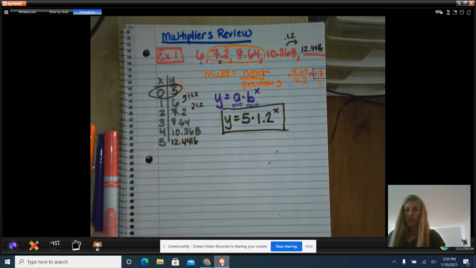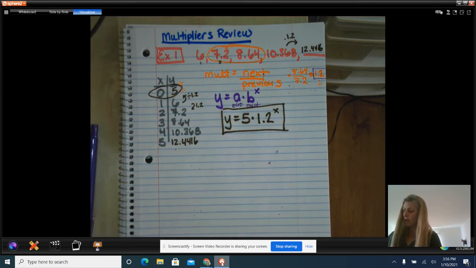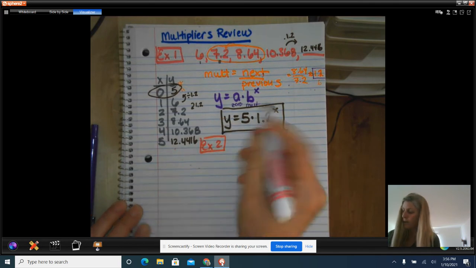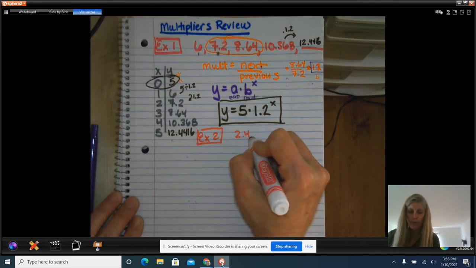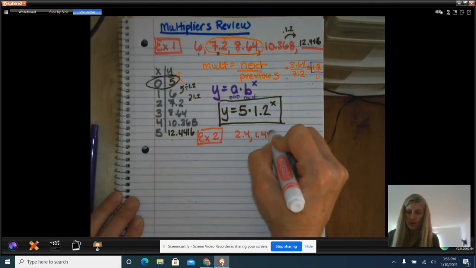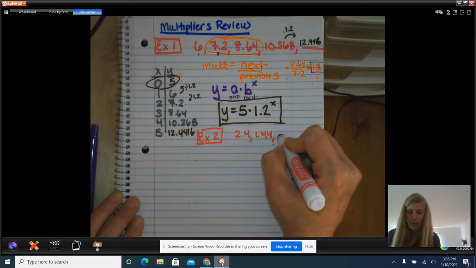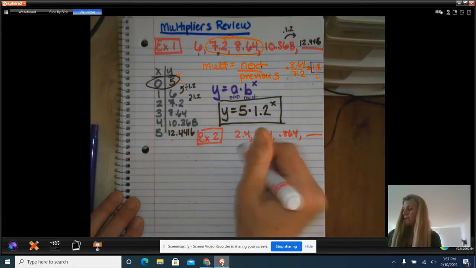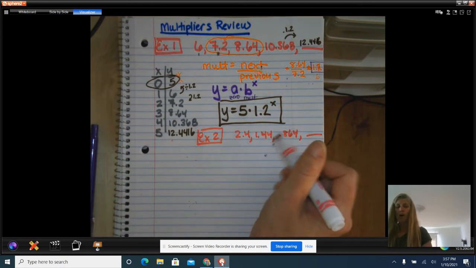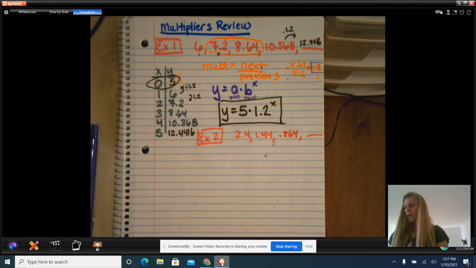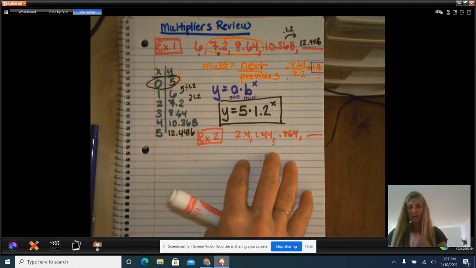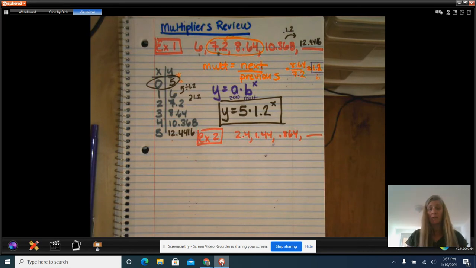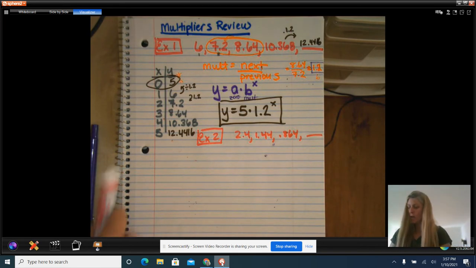Okay, let's go ahead and take a look at example 2. And like I said, there's 3 examples we're going to be working on today. So our example 2 is 2.4, 1.44, and 0.864. And as you can see, I'm getting smaller as it goes on. So because of that, I'm expecting my multiplier to be a number between 0 and 1 because it's an exponential decay and it's getting smaller over time.